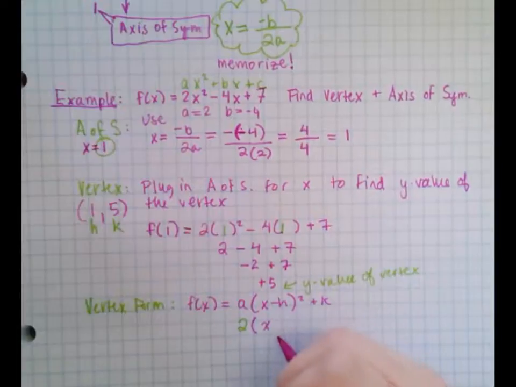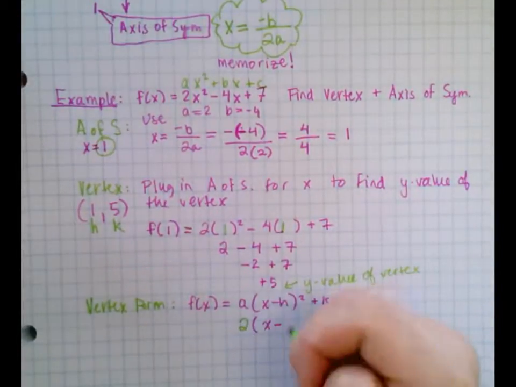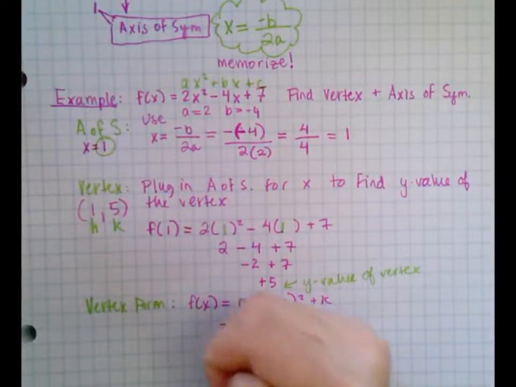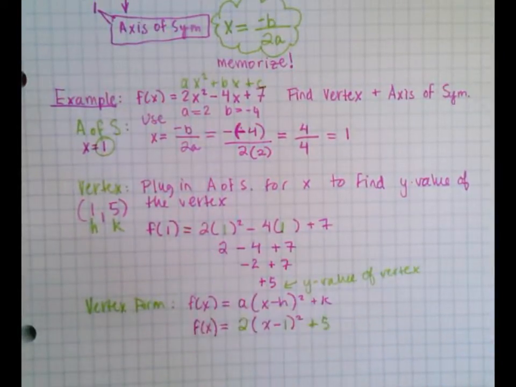I keep x because I need an x in my formula, minus h, so minus 1 squared, and then I do plus k, plus 5 in this case. And I need a f of x equals.